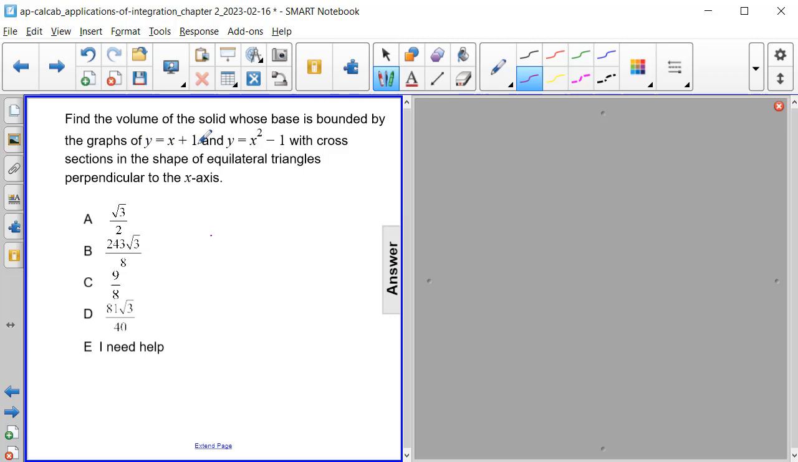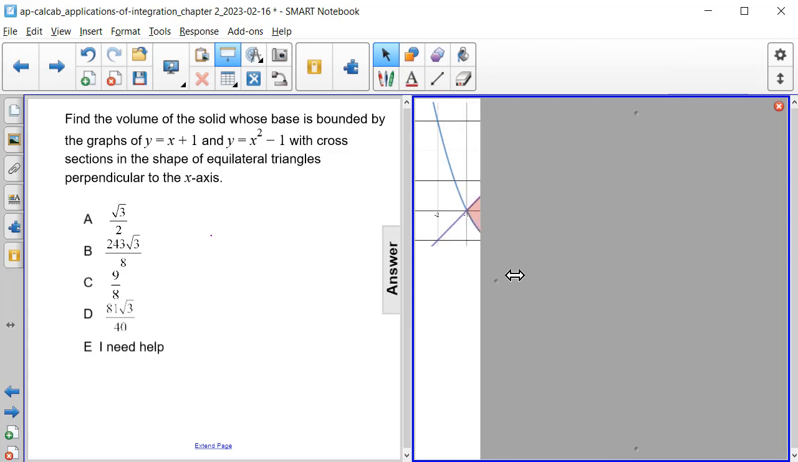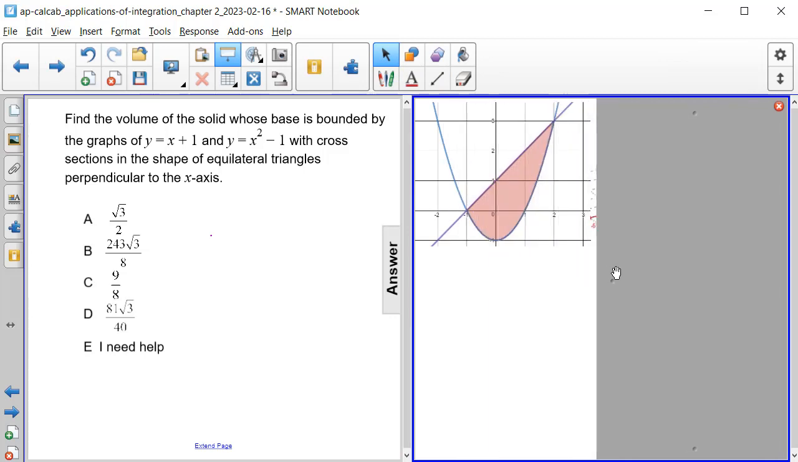Well, y equals x plus 1 is going to be a line. It's going to go through the y-intercept of (0, 1) and have a slope of 1. And x squared minus 1 is going to be a parabola that intersects the y-axis at (0, negative 1), and that's going to be the vertex. So our graph is going to look something like this.